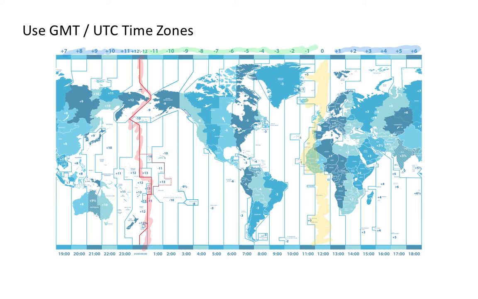If I'm starting in Australia and flying across the international date line over to America, I'm going from a positive time zone to a negative time zone. When I go from a positive time zone to a negative time zone, I'm going to lose a day. Oppositely, if I'm starting from America and going across to China, I'm crossing the international date line, but going from a negative time zone to a positive time zone, I'm going to gain a day.